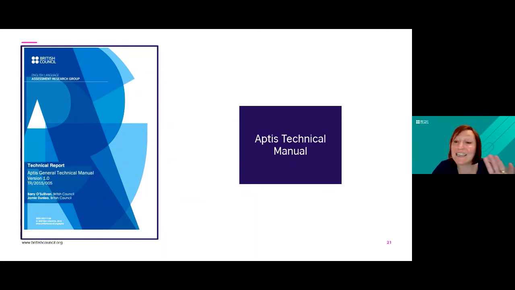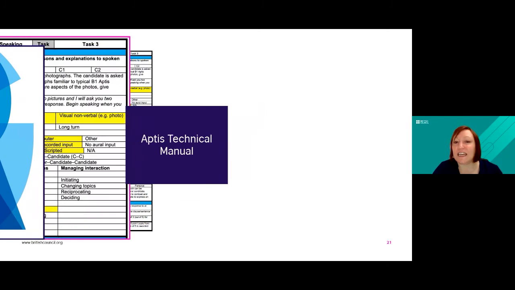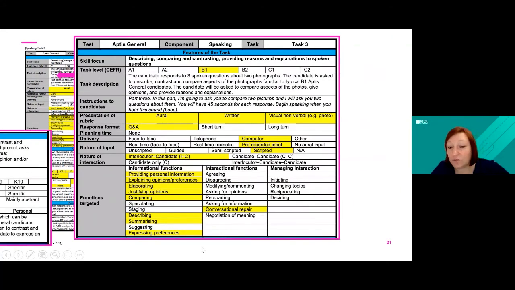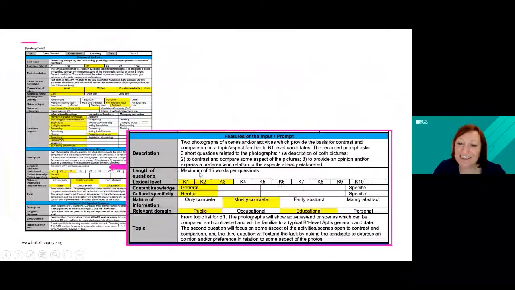We've got a technical manual which you can find online on the Aptis research publications page, and in there you'll find all the specifications we have for our speaking tasks. You'll see, for example, what a B1 task looks like, what sort of functions we're focusing on, and what sort of vocabulary. All these terminologies are explained in the research book.